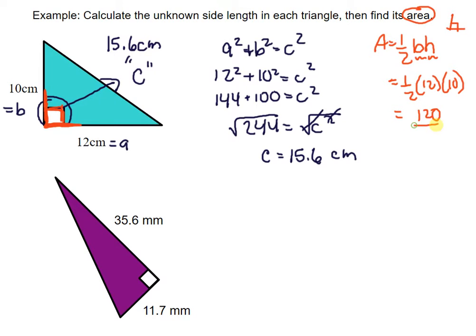So all we have to do is half of 12 times 10. Okay, so 120 divided by 2, 60. So the area equals 60 centimeters squared.